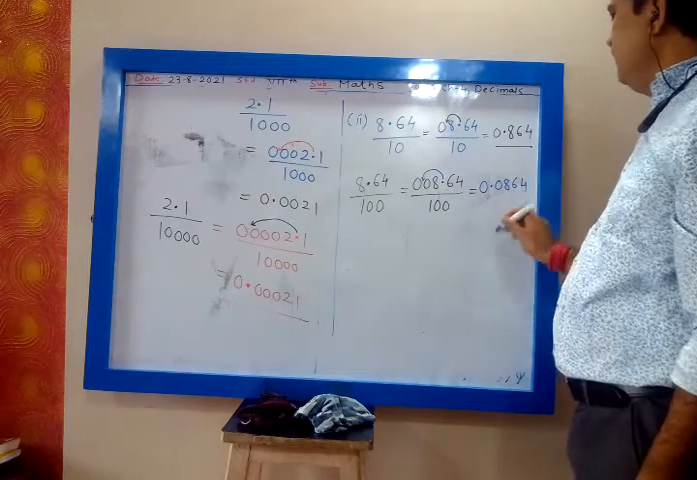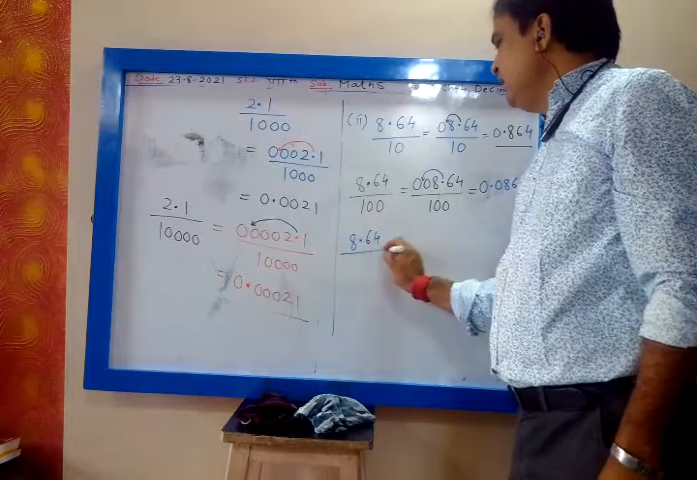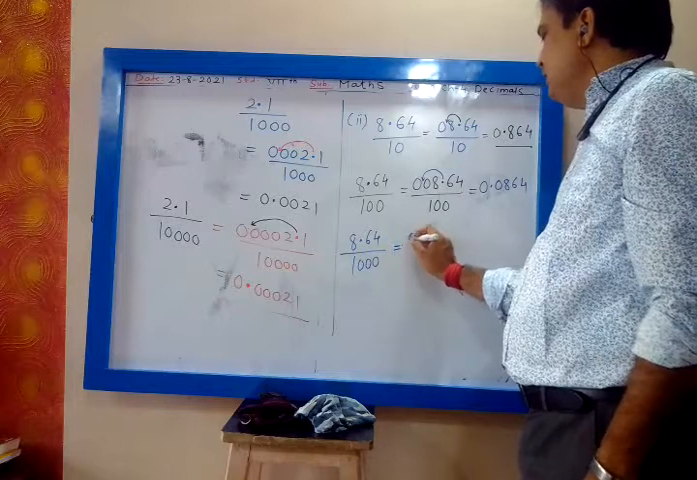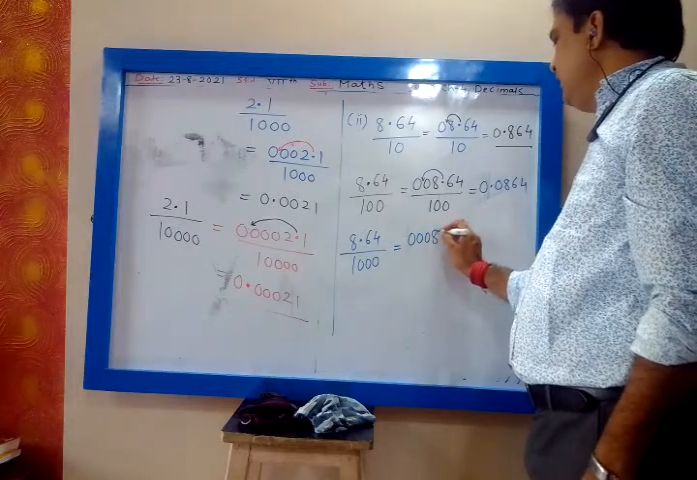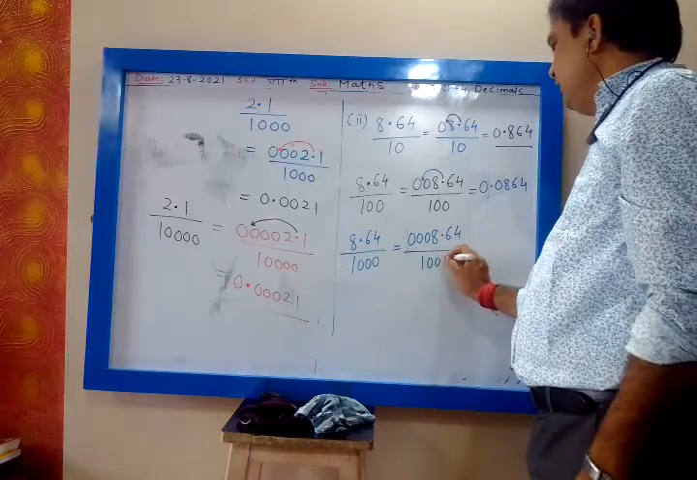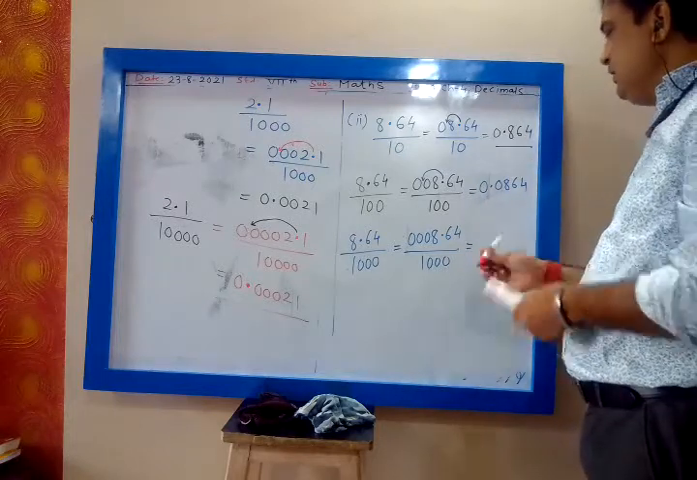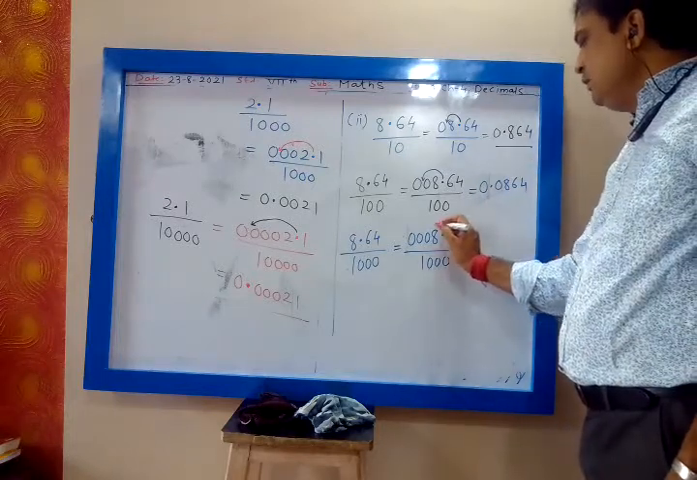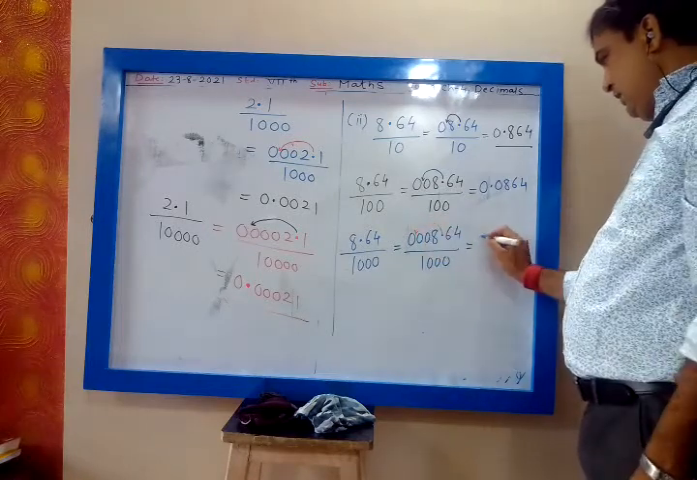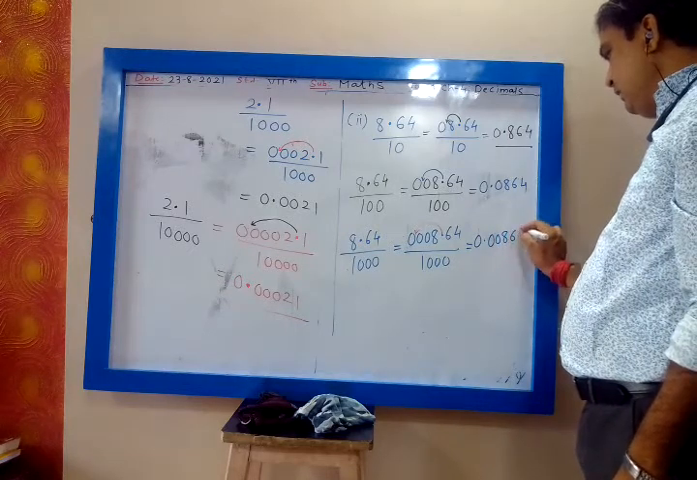Okay. Let us do 8.64 divided by 1000. There are 3 zeros, so add 3 zeros before 8. Now wherever decimal is there, from there you make a shift of 3 digits. So 1, 2, 3. Decimal will come. 0.00864.